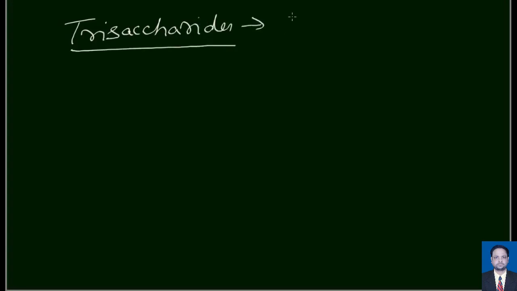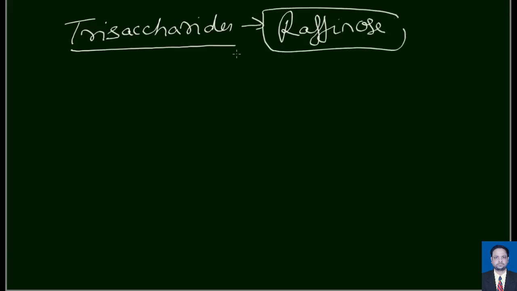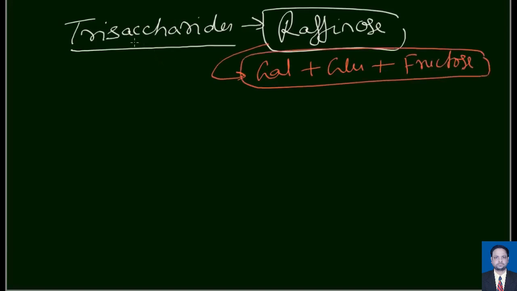That is called trisaccharides. Take the example of trisaccharides. These trisaccharides are sometimes called raffinose, and raffinose is normally made up of galactose, glucose and fructose. Got it? So this is the type of trisaccharide. The example of trisaccharide is called raffinose. They are made up of galactose, glucose and fructose.